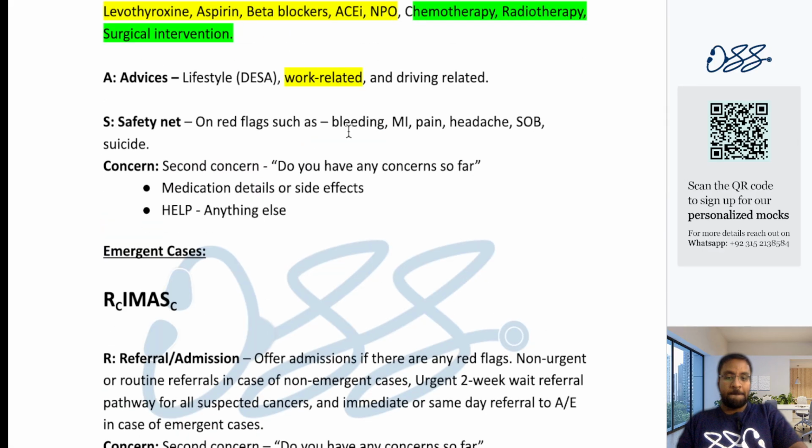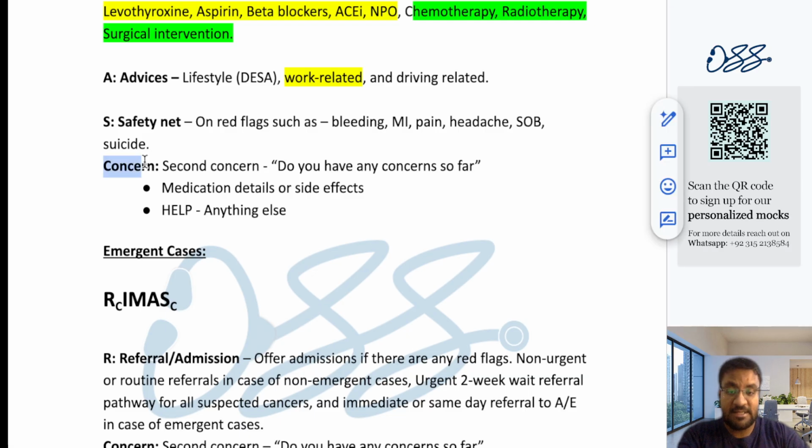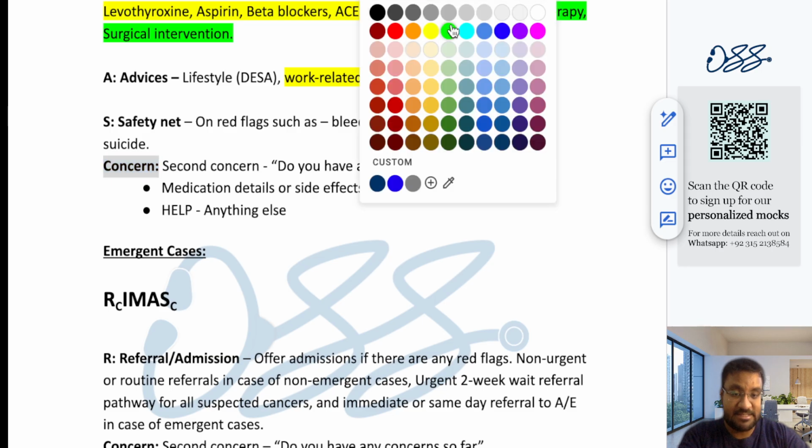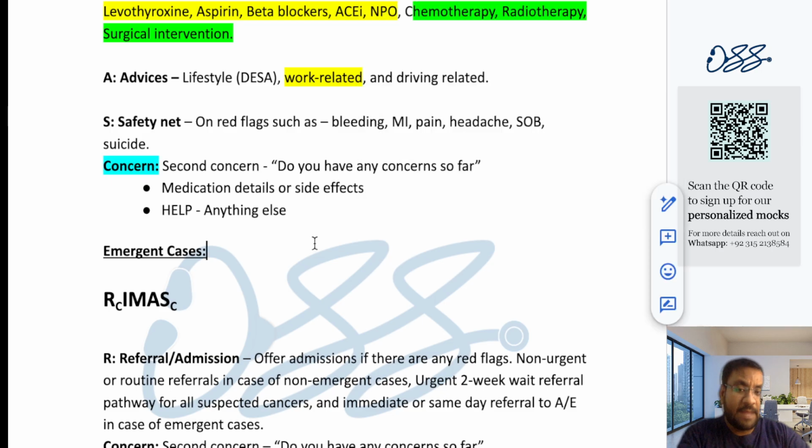Okay, now after you're done with the management, it's still not done, because you haven't asked the third concern. As I mentioned, your consultation needs to be concern centric. It always needs to be concern centric. So you're going to ask about the third concern: do you have any concerns? And what can be the possible concerns?